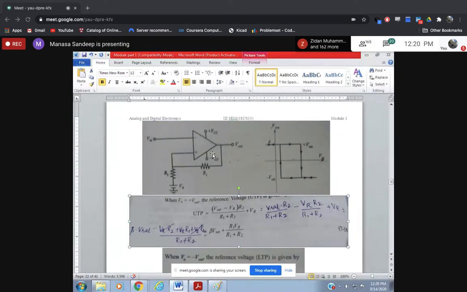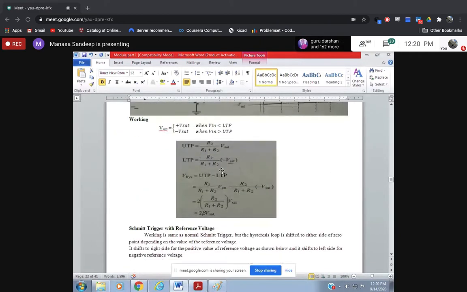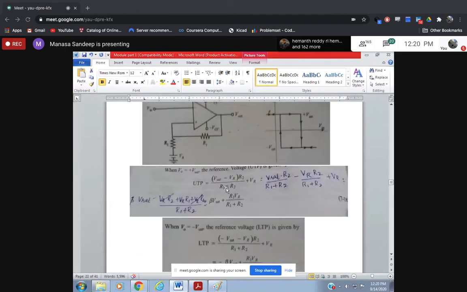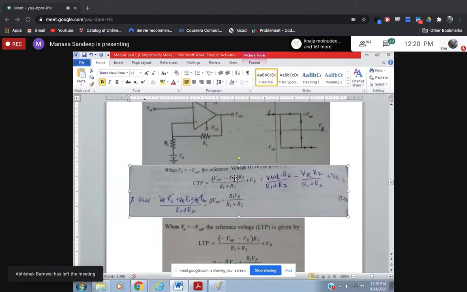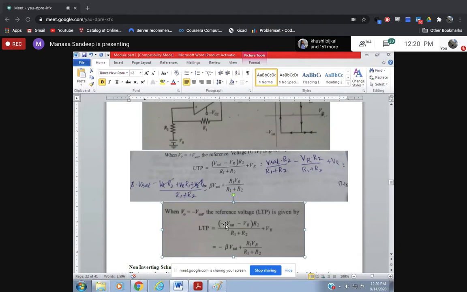Okay, so see what the changes are. In the UTP, what was the formula we used? R2 divided by R1 plus R2 into V saturation. So what change do you have to make here? You have applied an external reference voltage VR, so it is V saturation minus VR. That is the only change. Got it? What is LTP? LTP is minus V saturation minus VR into R2 divided by R1 plus R2, plus VR. Ma'am, how did you get this one? We are not bothering about the derivation. The formula exists, and we are using it to find out the value. That's all.